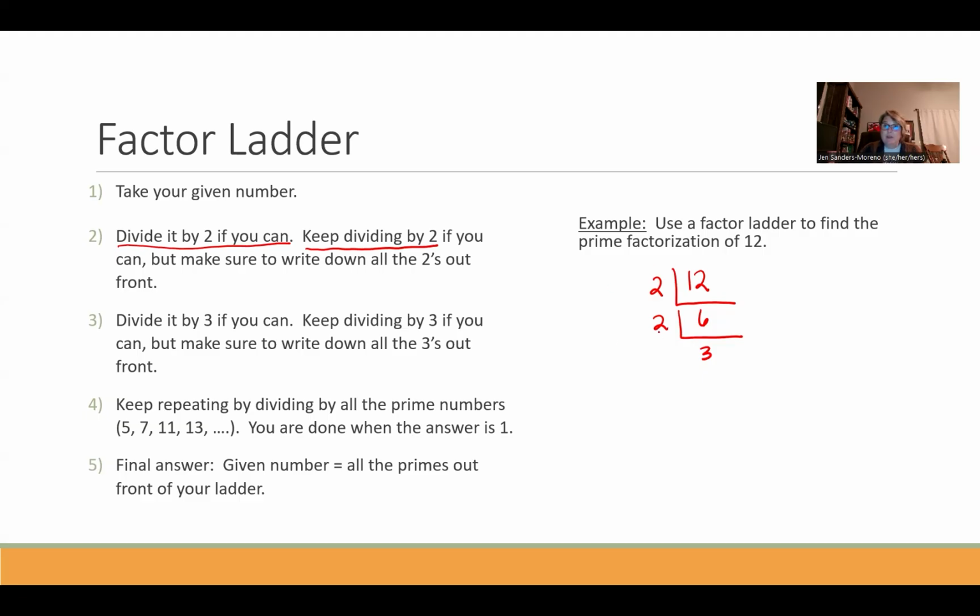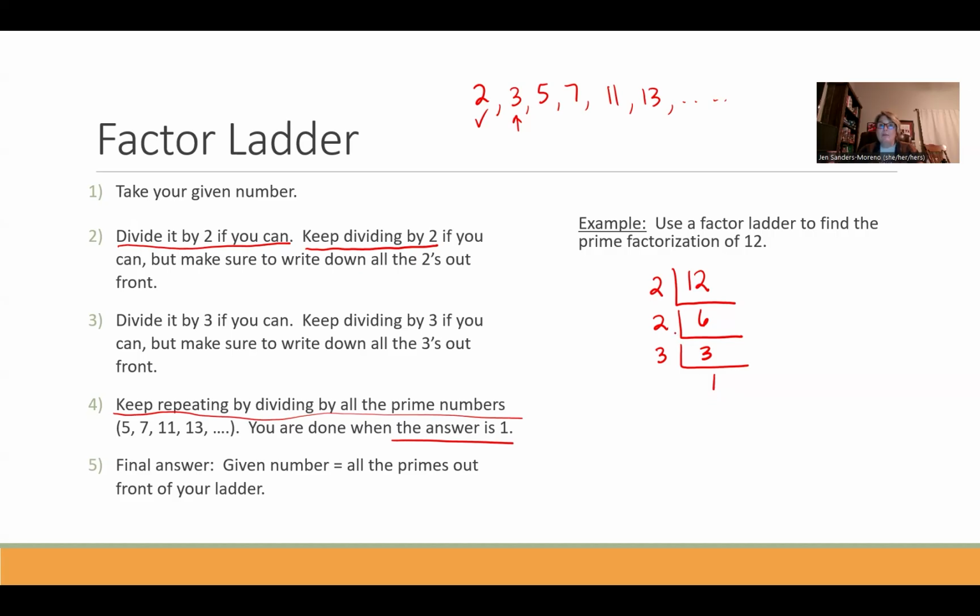Once we can't do two anymore, we're going to switch to the next prime number. So let's talk about our list of prime numbers. It keeps going, but there's at least the first six prime numbers. So once you've done two, you're now going to switch your attention to three. So can I divide three by three? Yes, I can. And what happens is you're going to keep doing this until you have a one down here. So we're done. This is it.